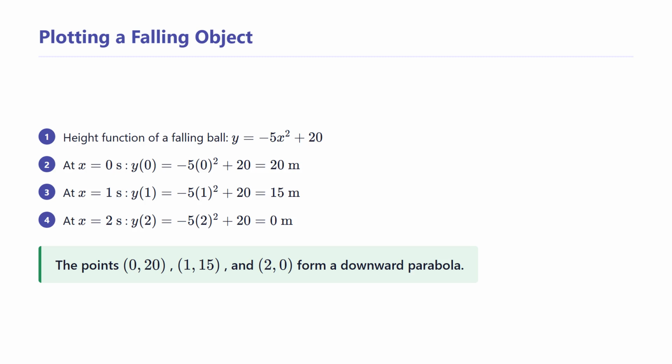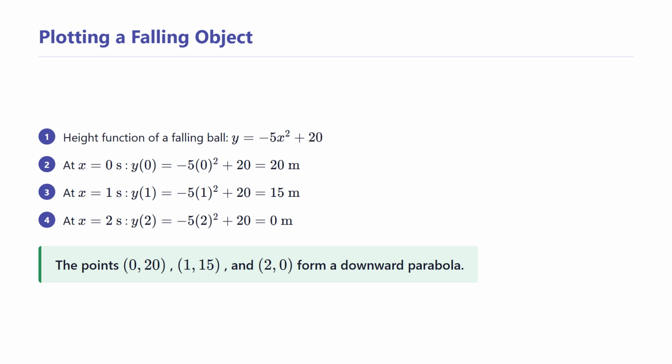Let us apply this quadratic formula to a real physical scenario. Imagine a heavy ball dropped from a building. Its height, y, in meters after x seconds is y equals negative 5x squared plus 20. We want to plot its path. Because the x squared term is negative, the parabola opens downwards. At time 0, we plug in x equals 0 and get 20 meters. This is the release point.